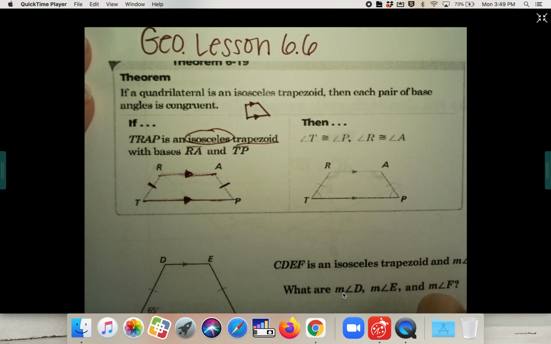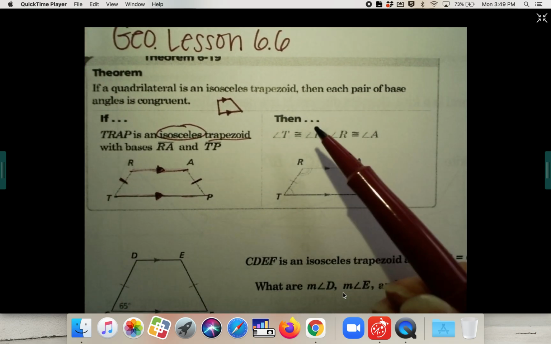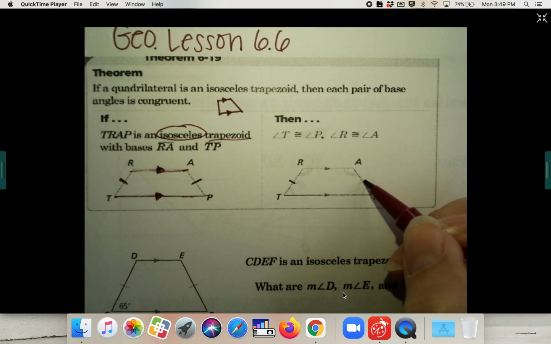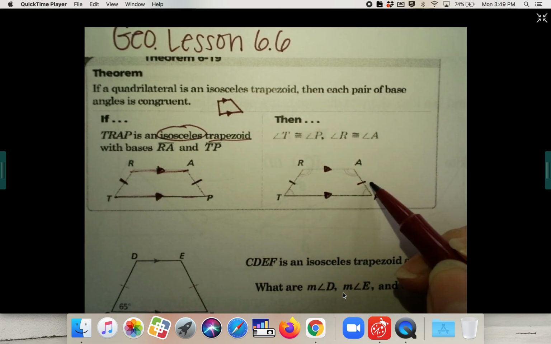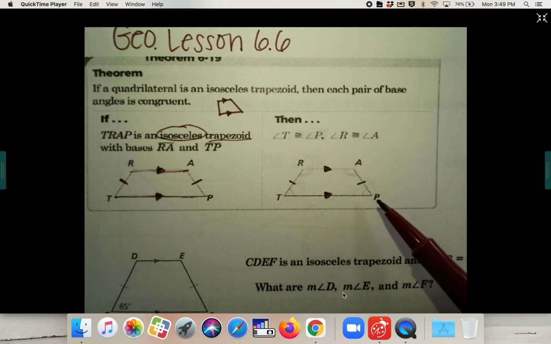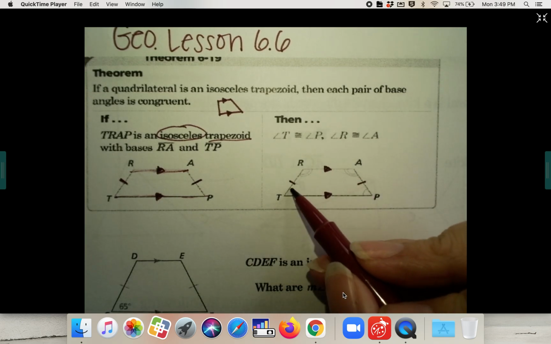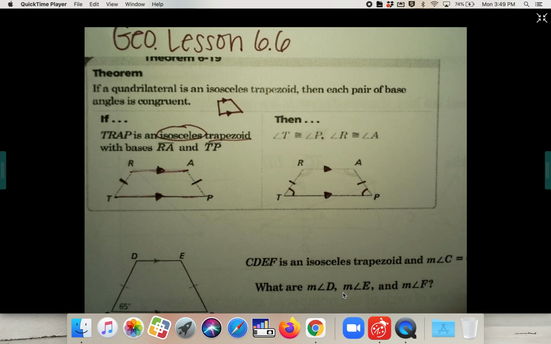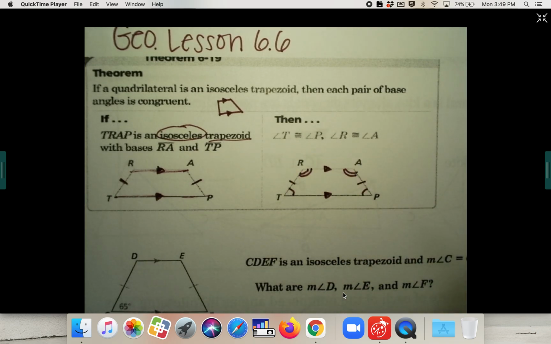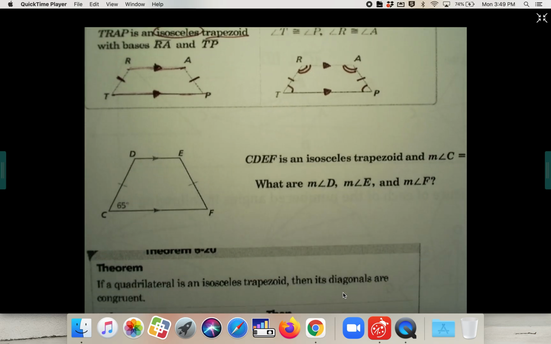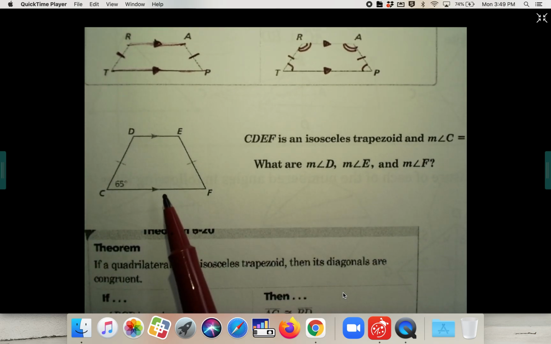Isosceles, though, is special. If it's an isosceles trapezoid, which means these two legs are the same and the bases are parallel, then it makes the base angles congruent to each other and the other base angles congruent to each other. So this is specifically an isosceles trapezoid. Let's look down here at this picture of an isosceles trapezoid.